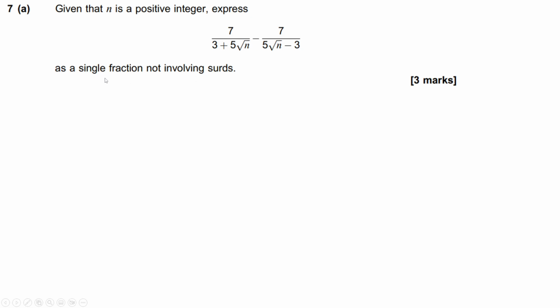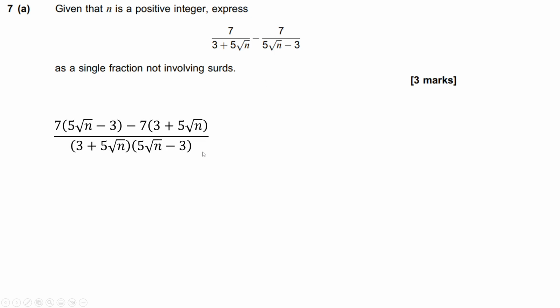N is a positive integer, sorry, and we just want to basically rationalize, okay? Oh no, we're not rationalizing, I don't think. Okay, yeah, we're just bringing them together. So multiply this by this, and then multiply this by this as well, and then multiply this by this, and then multiply this by this to get that. And then just expand and then simplify.